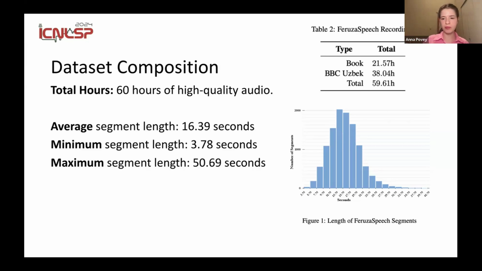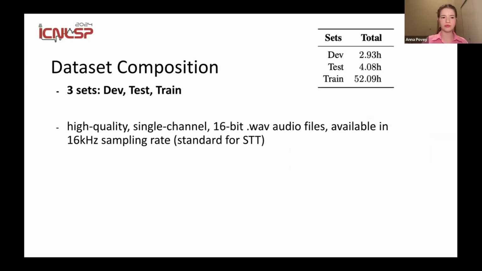I think this is pretty typical, but the other two datasets that we used, the Uzbek Speech Corpus and the CommonVoice dataset, had segments that were 2 to 3 seconds long. I think this is a bit short, and 16 seconds does provide for more context. Our dataset composition had 3 sets: dev, test, and train, and our audio was single channel 16-bit wave audio file available in 16 kilohertz sampling rate, and this is the standard for speech to text.